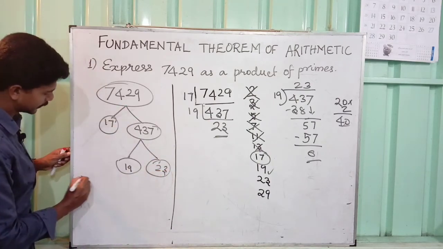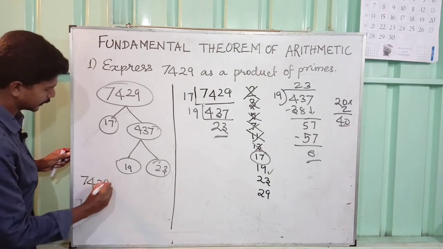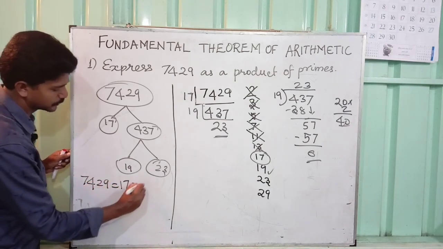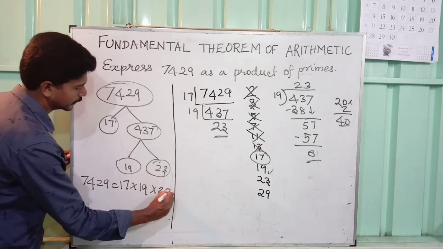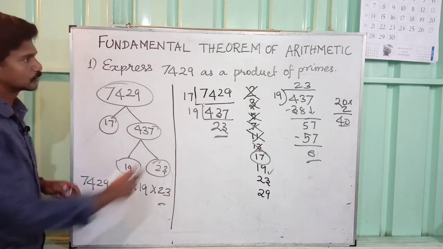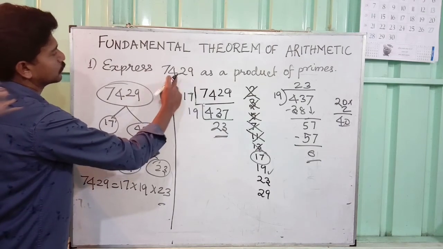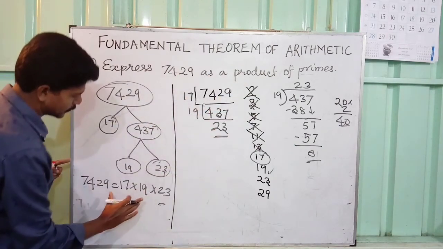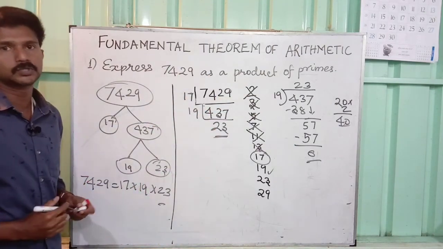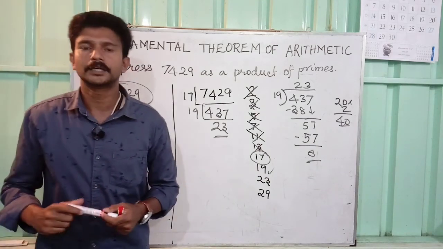So finally we have to write 7,429 is equal to 17 into 19 into 23. This is the final answer. So what is asked? Express 7,429 as the product of prime numbers. We have written it as a product of prime numbers. Let us see another problem in another video.